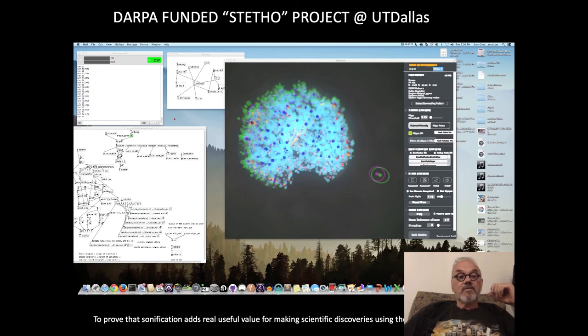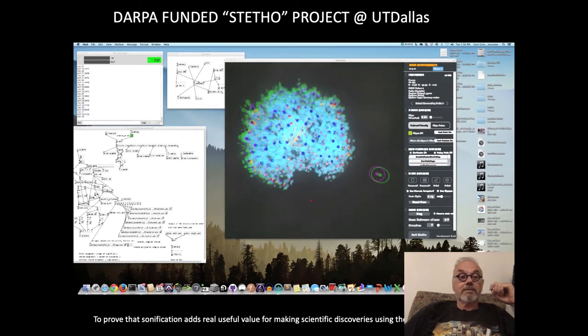So I was involved in this Stetho project at UT Dallas, where we were taking a network model of the actual brain of aging humans and creating network-based music based on that kind of stuff. Okay, here we have one of the most interesting areas of soft fusion research, the most unique to this project.